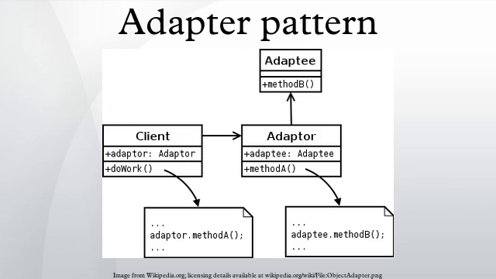In software engineering, the adapter pattern is a software design pattern that allows the interface of an existing class to be used from another interface. It is often used to make existing classes work with others without modifying their source code.